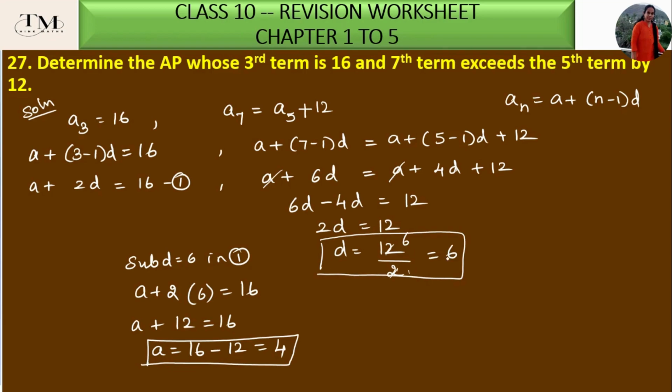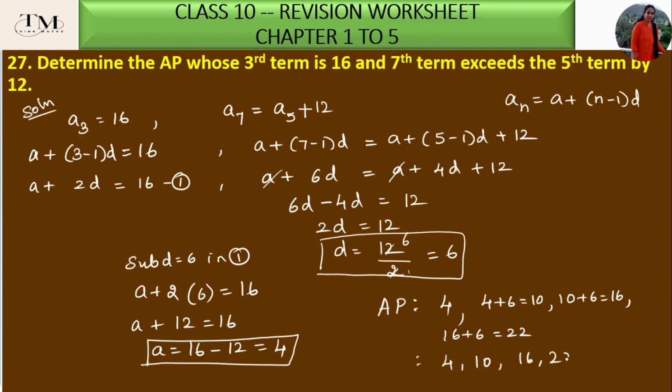So if we get A and D, then we can easily find the arithmetic progression. The arithmetic progression is nothing but, what is the first term? 4. Next you have to add the common difference to get the next term. So 4 plus 6, it is 10. Next you have to add 10 with 6, which is 16. Next term you have to add 16 plus 6, which is 22. So the AP is 4, 10, 16, 22. It goes on like this. So we determined the AP and we have found out the arithmetic progression.